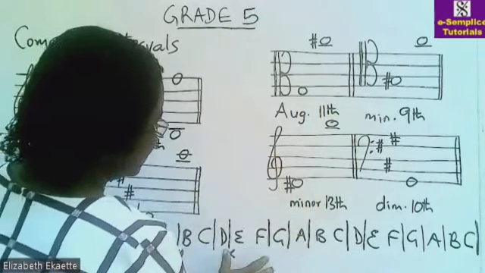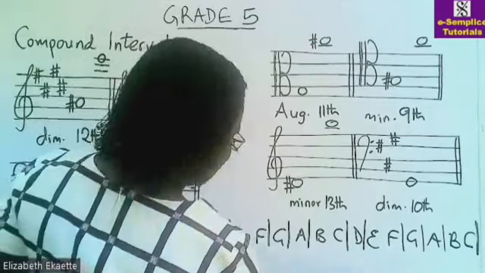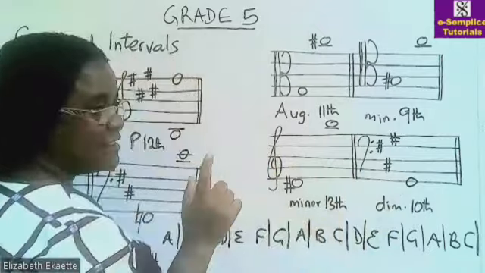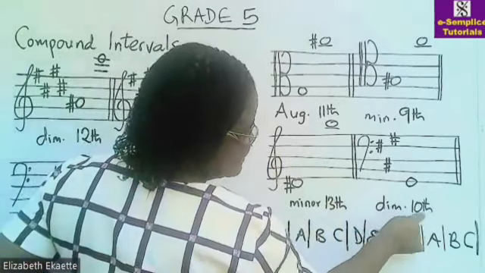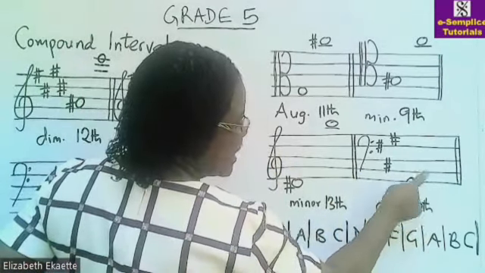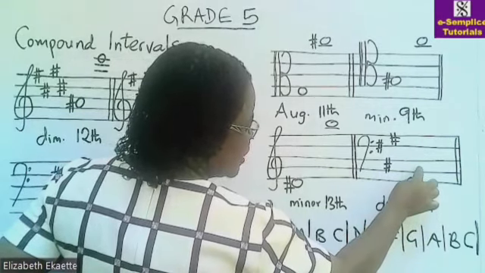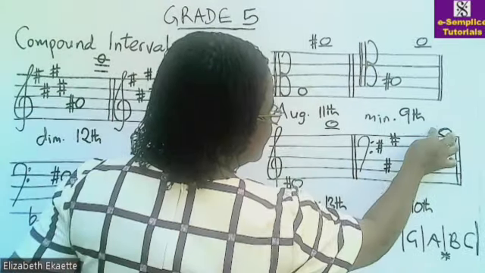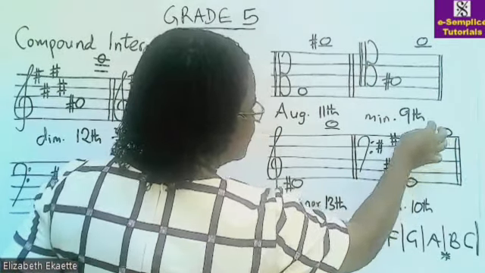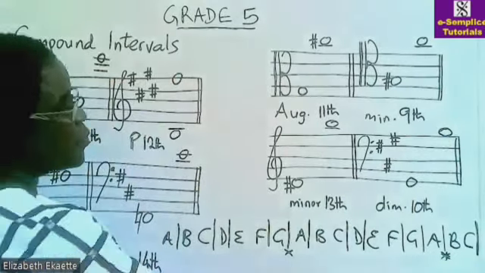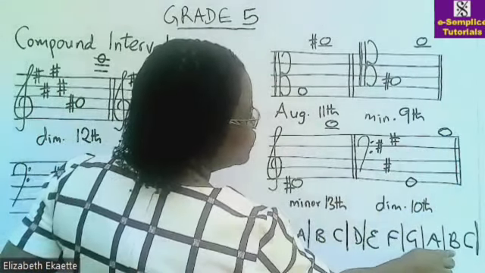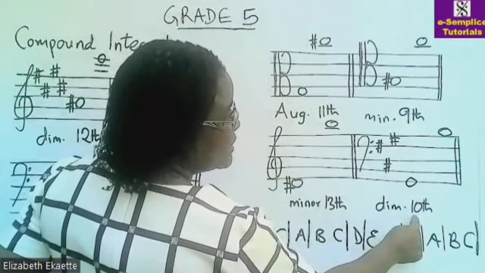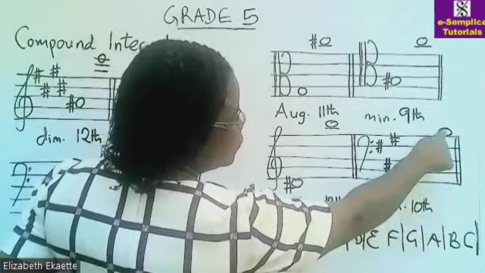Now let's do the next one, which is the last, but not the least. Now first, write your note at the interval number first. We are looking at a 10th. So count 10 from the lower note and put your note. 1, 2, 3, 4, 5, 6, 7, 8, 9, 10. So we've located our notes on B, the 10th interval puts us there.